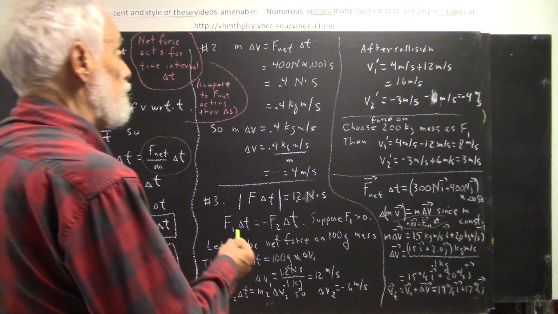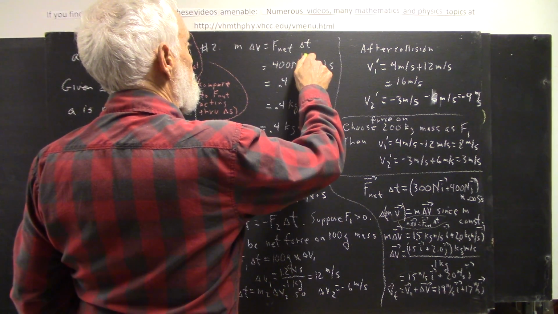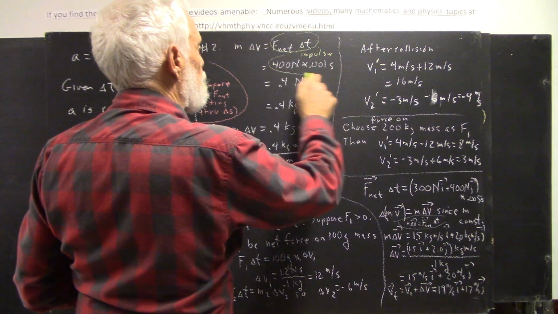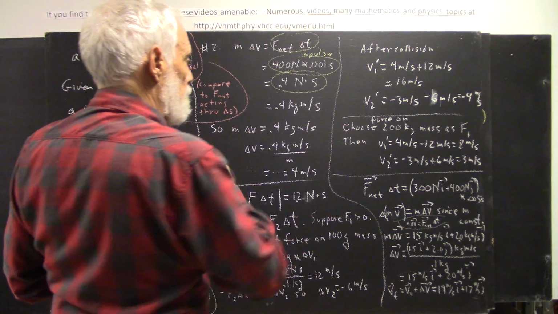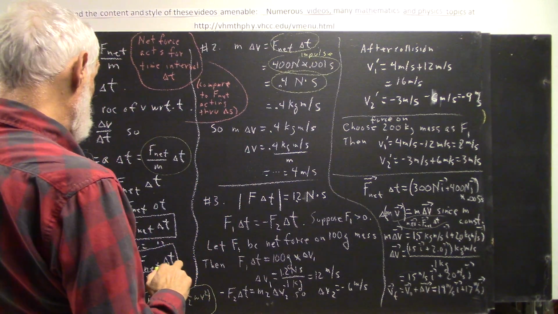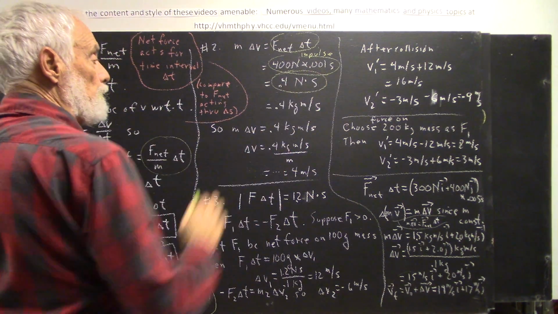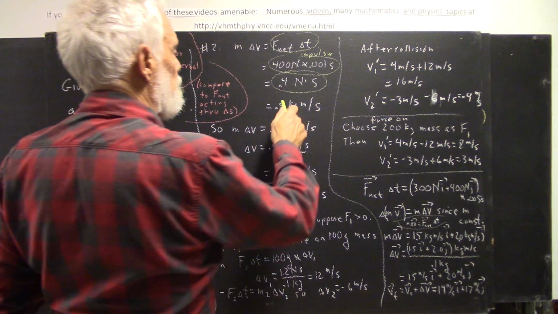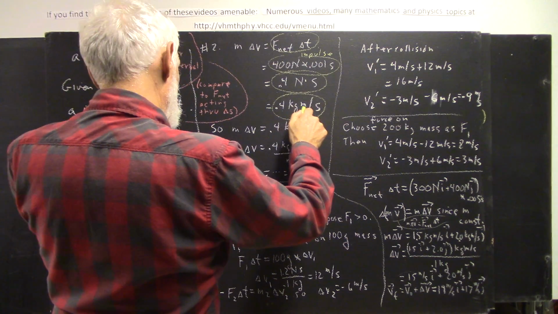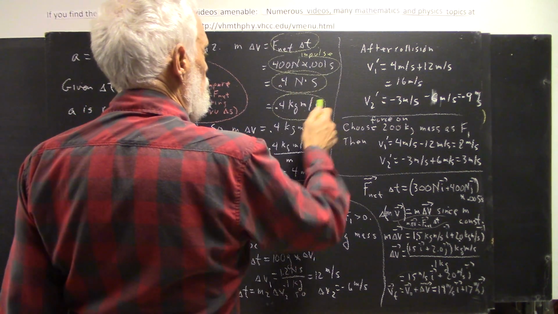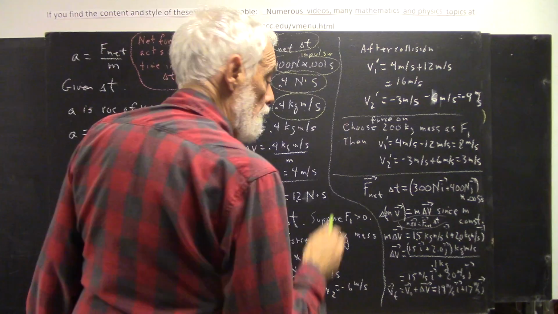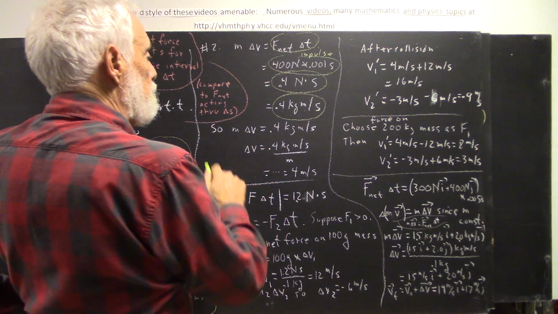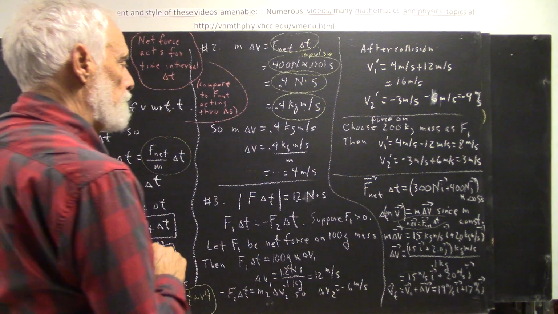Okay, so our impulse is F net delta t, which is 400 newtons times 0.001 second, and it comes out to 0.4 newton seconds. So that's what your m delta v is, and that can also be expressed as 0.4 kilogram meters per second, breaking the units down to the fundamental units of kilograms, meters, and seconds. So m delta v is 0.4 kilogram meters per second.